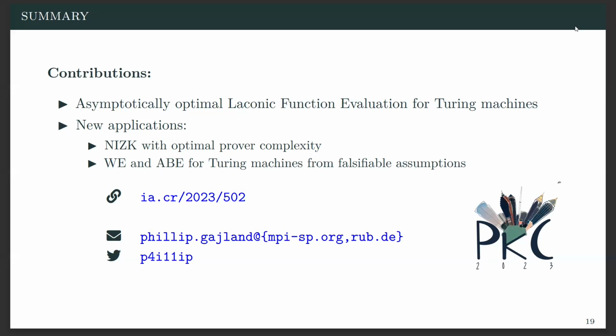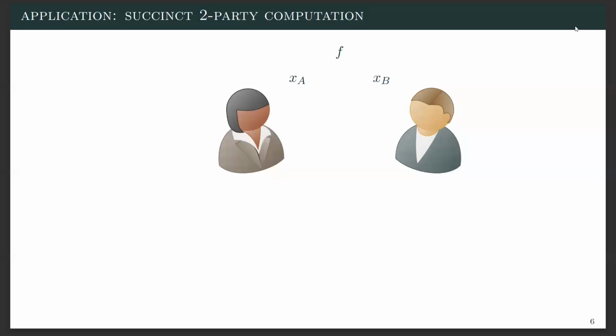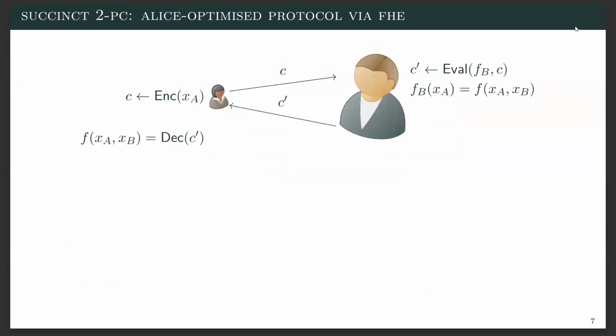Thanks for the talk. In the definition of laconic function evaluation, when Bob receives this function digest from Alice, is there any property about how maybe Bob should not know what function f Alice wants to compute on? That's right. Yeah, great question. So there's a notion of function hiding, right? I think I showed it here.